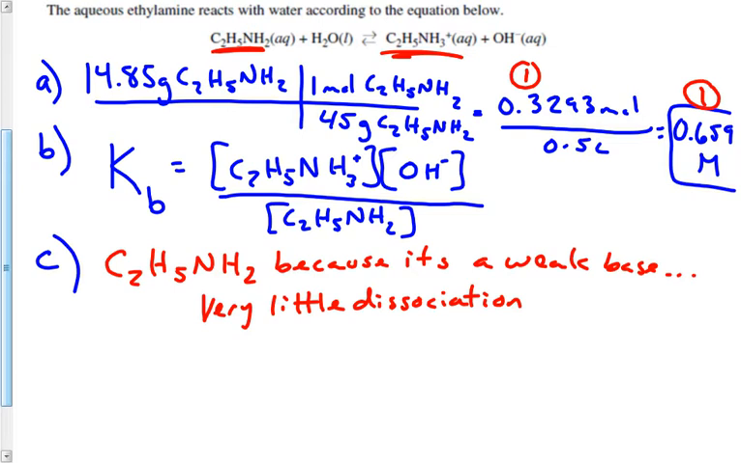Obviously, if they gave you a K, and a K is less than 1, that means you have more reactants than products. Then that would tell you. But the fact that it's a weak anything, it's always small. That's the whole reason why strongs don't have Ks, because we know that it just goes all the way to the right.